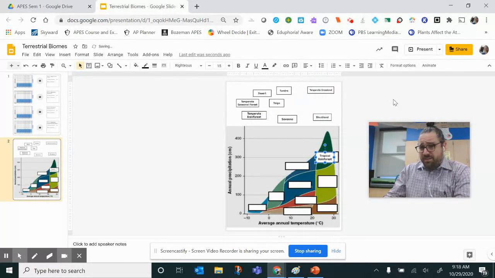What's the hottest, driest down here? What's going to be the hottest and driest? The desert. So I'll move it. There's a bunch of different names for it, but we'll call it the desert. A lot of these have multiple names. I'm keeping it at what College Board calls it.